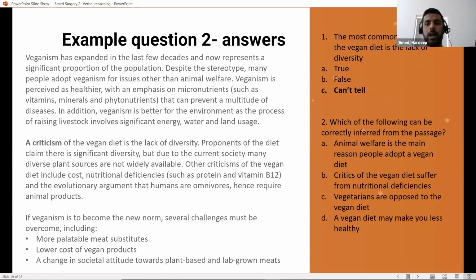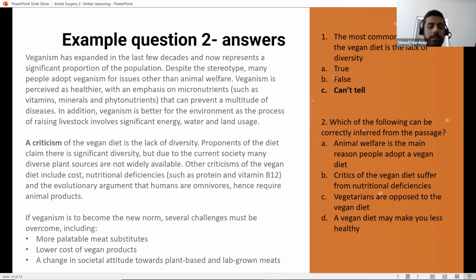So the first one, again, this is where they use the sneaky terminology. I'd look at this and think, okay, it's saying the most common criticism. So I'd probably look for criticism as a keyword. And so you'd skim through, find it in the first part of the second paragraph, and then you can see it mentions the lack of diversity. I'd also look for diversity as a keyword, by the way.